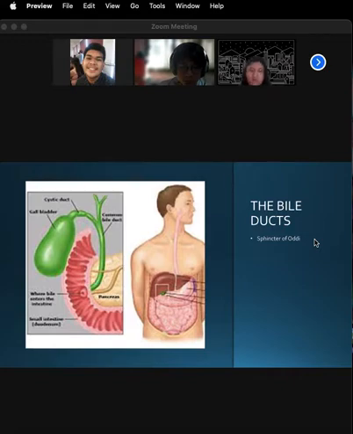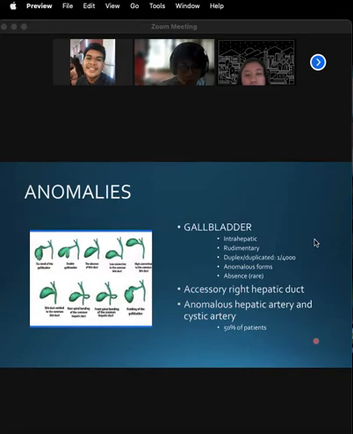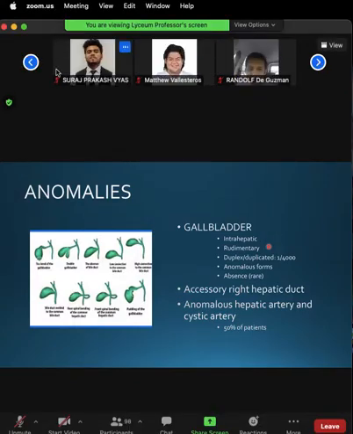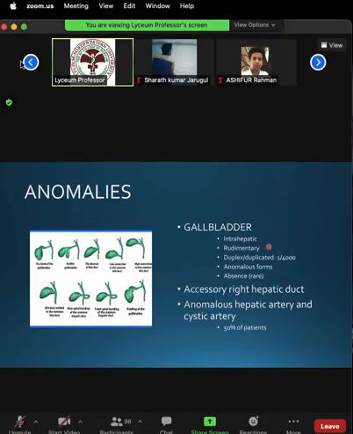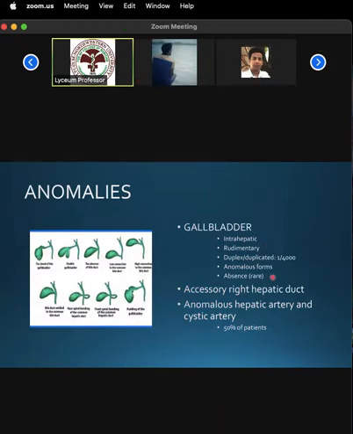Now we have some anatomical anomalies of your gallbladder. It might be intrahepatic, meaning covered by liver tissue, and we have seen this rather commonly during our surgical procedures. It may be rudimentary. There might be duplication or a duplex gallbladder, other anomalous forms, and in some cases, quite rarely, an absent gallbladder.